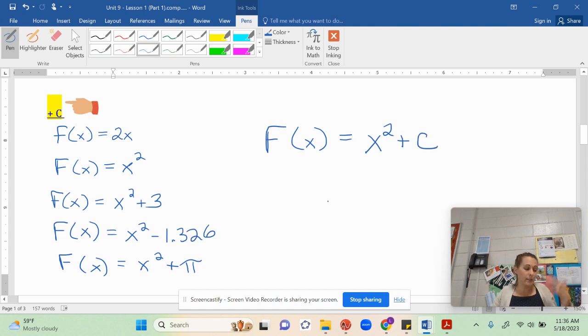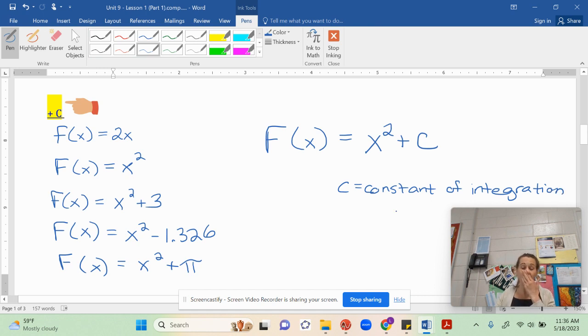And c is telling us that it's some unknown constant. C is called the constant of integration. And so we are acknowledging that there could be some constant there. If you don't put that, then you're not acknowledging that there might be some constant.